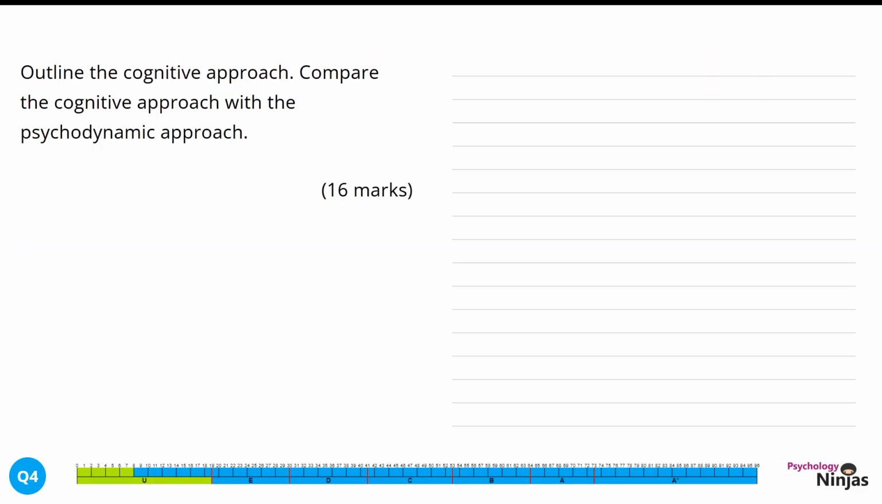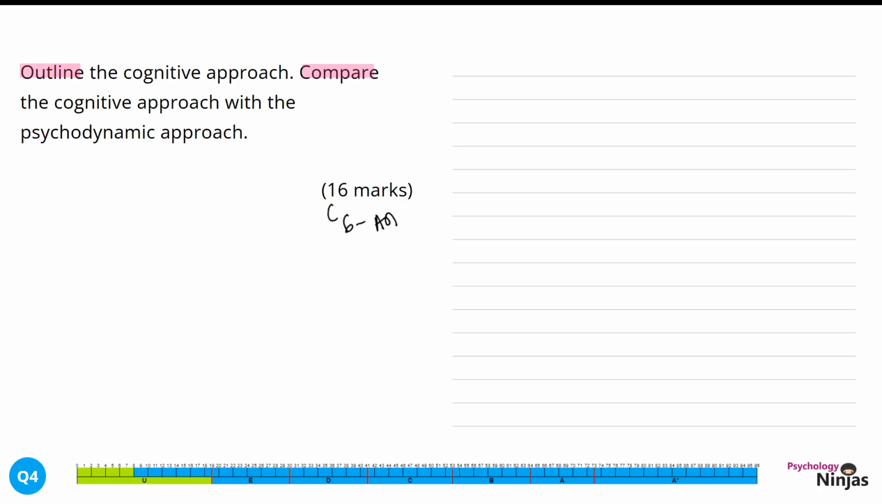Outline the cognitive approach. Compare the cognitive approach with the psychodynamic approach, 16 marks. This question has 2 different command words. We have the command word outline and the command word compare. Our command word outline requires us to give detail and extension for our response. We have 6 marks for our outline or our knowledge within this question.